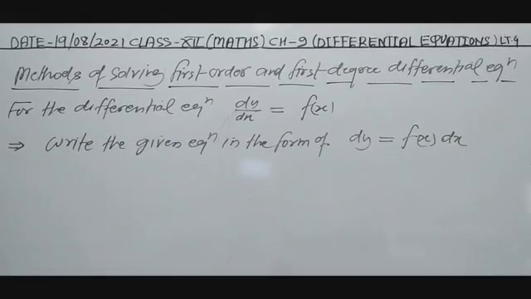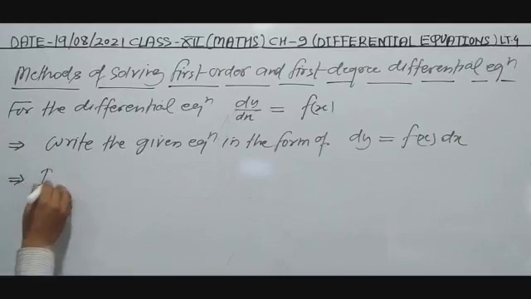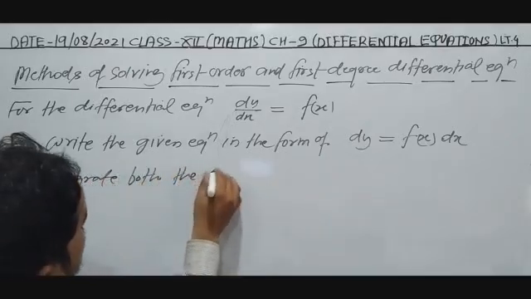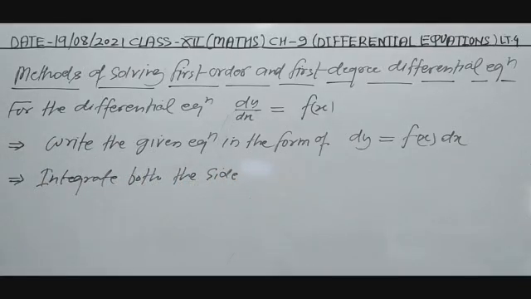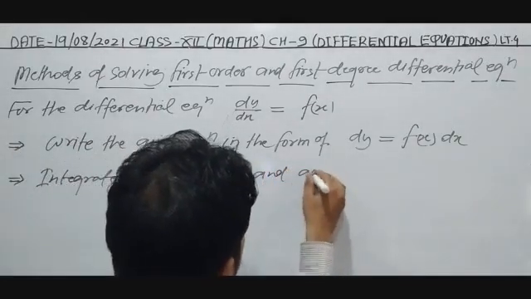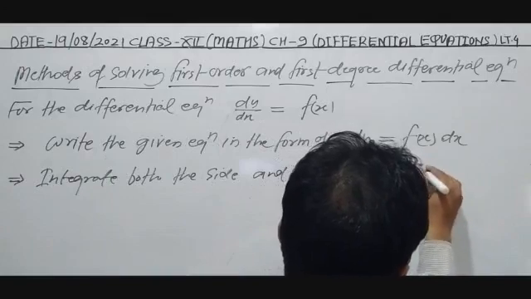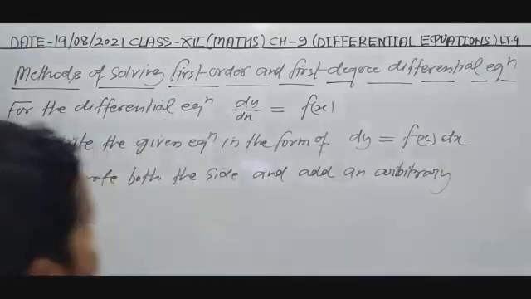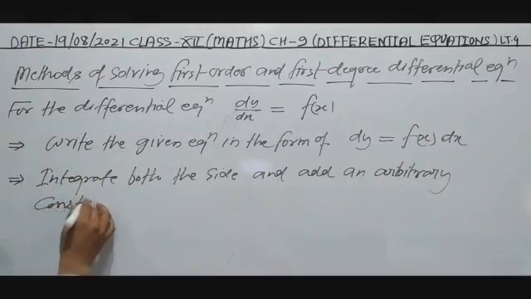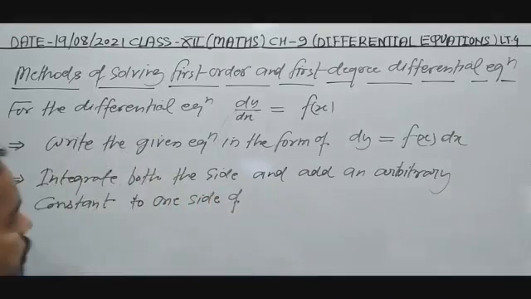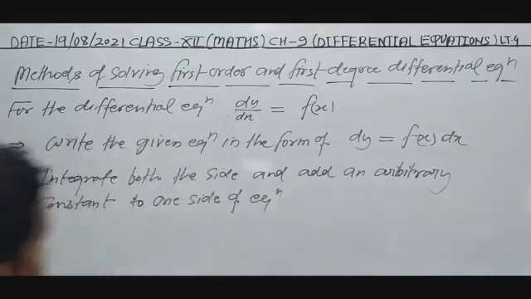Now the second point is, integrate both sides of the given function and add an arbitrary constant to one side of the equation which you will get.